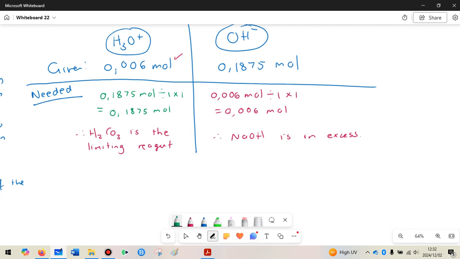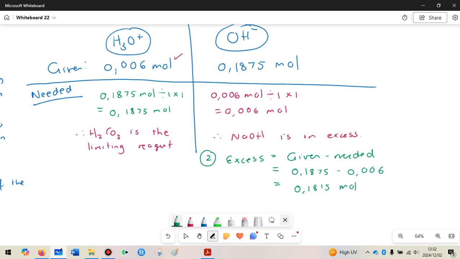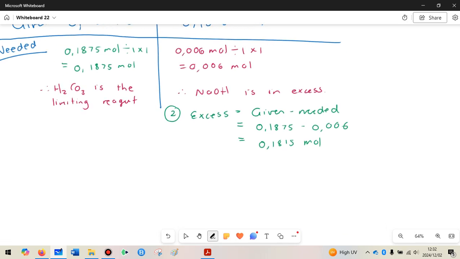So this was step 1, then let's do step 2. We're going to work out how much is in excess, okay, by saying the given minus the needed. And this is just a little formula for yourself if it helps you understand. So 0.1875 mole minus 0.006 mole, and that gives me 0.1815 mole, and I'm trying not to round off. As a rule, I generally say keep 4 decimal places until your final answer, so that we're not rounding off again and again in multiple steps. Then we're going to find the concentration of the excess.